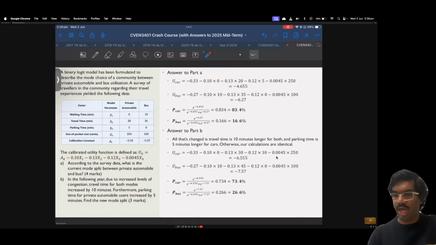If you look at my equations, I've just added 10 to the time, and I've added 5 to the car parking. And you should get that mode share. You get 73.4% of people take the car, 26.6% of people take the bus. All right, any questions? All good?